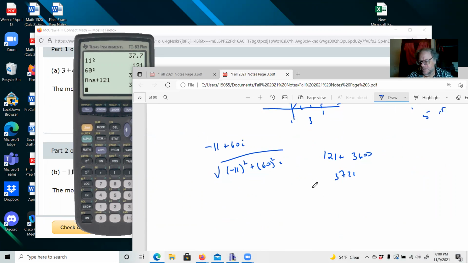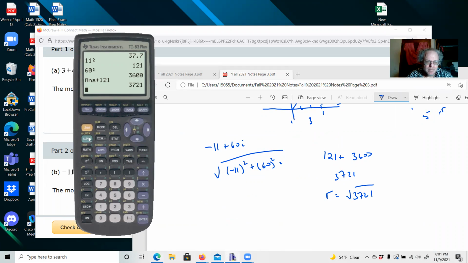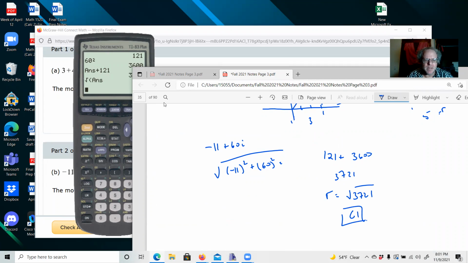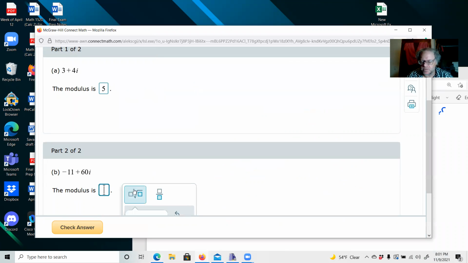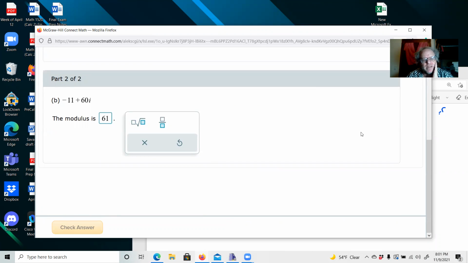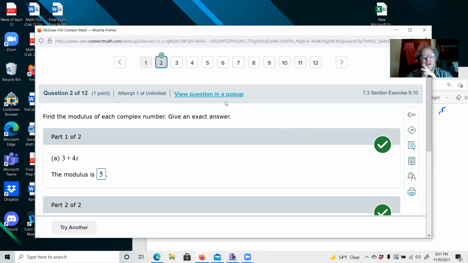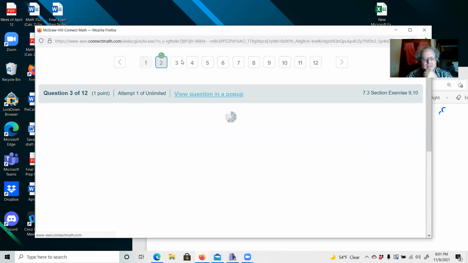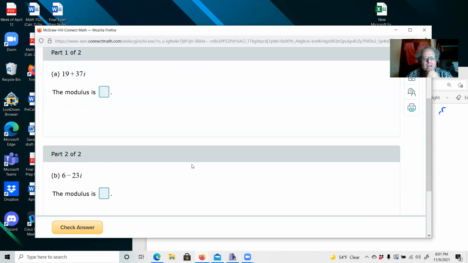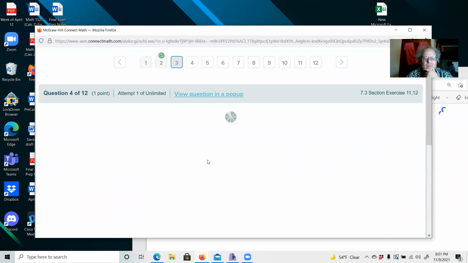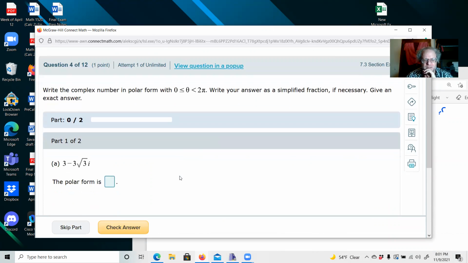This is 3721. So to get the modulus, the length, r is equal to the square root of 3721. So the square root of the previous, boom. Oh, look at that. It was a Pythagorean triple. So this was 61. And there we go. So that's the modulus, just finding the length. Let's see. We're not going to do that one. We'll let you guys sort that one out. I have every confidence that you guys can do that.